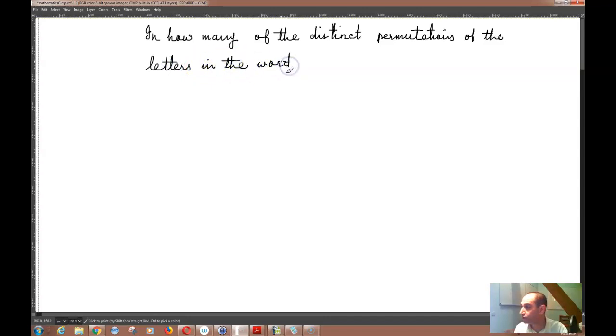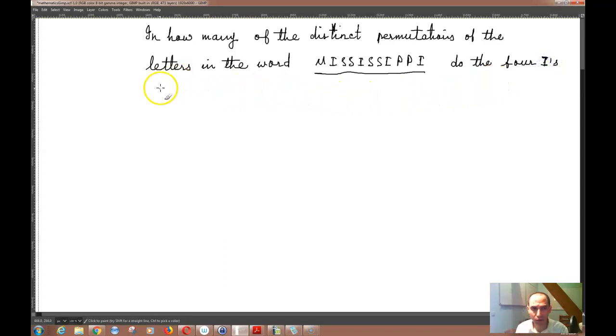Now Mississippi is a tricky word. It's M-I-S-S-I, again double S, I, then you have double P and I. Okay, so that's the word here. Do the 4 I's not come together?